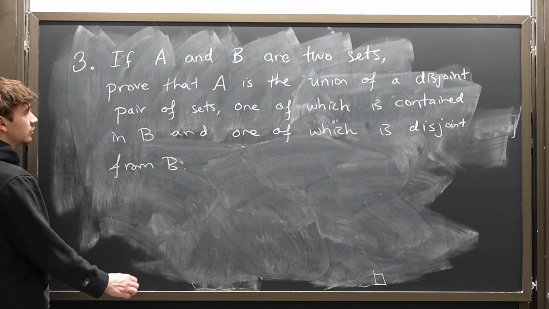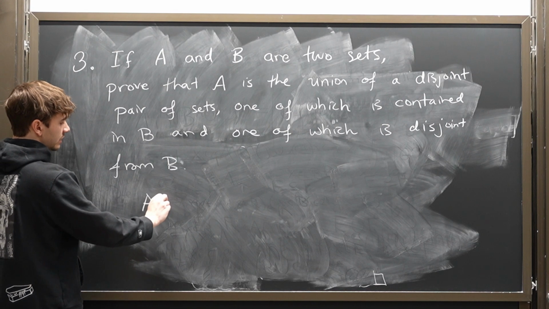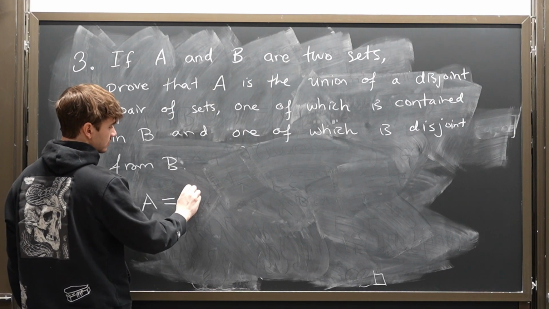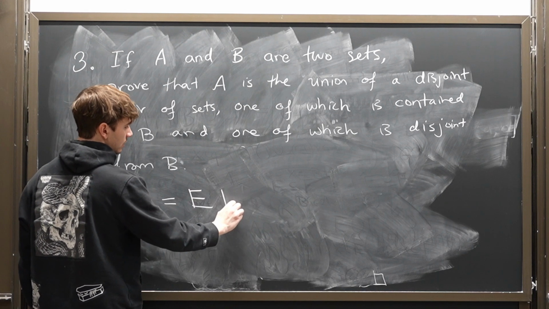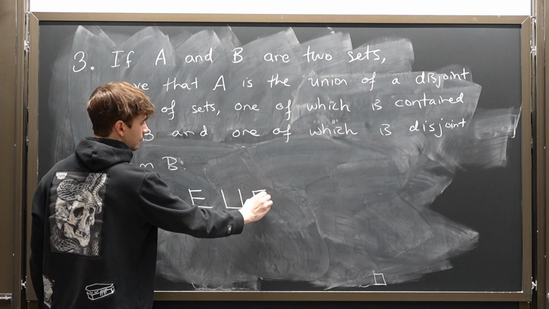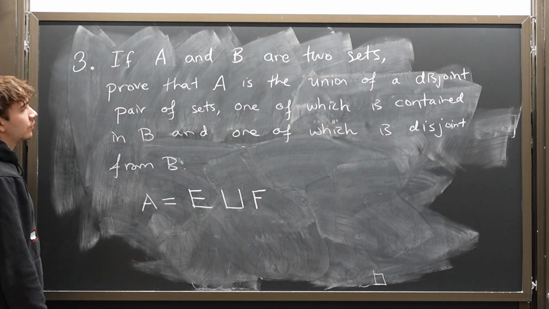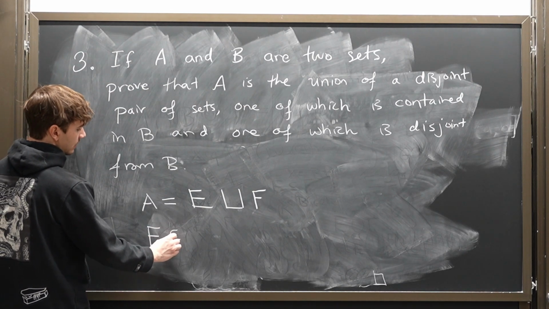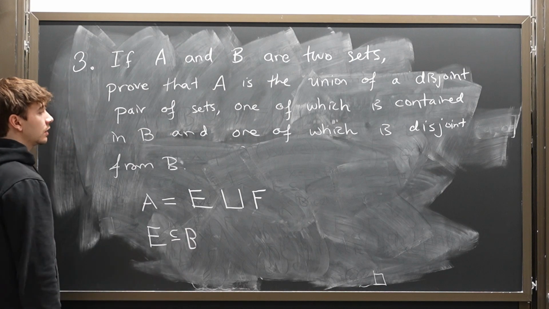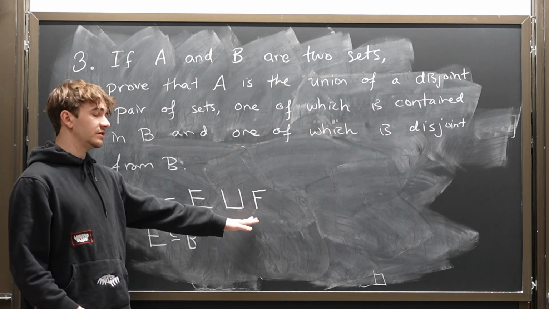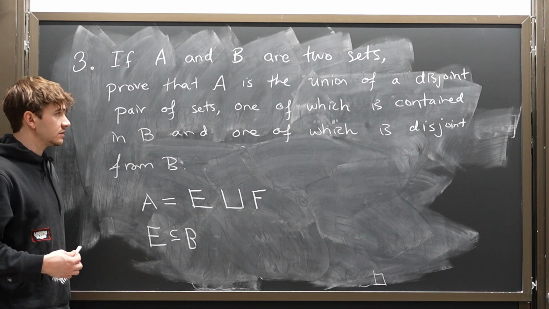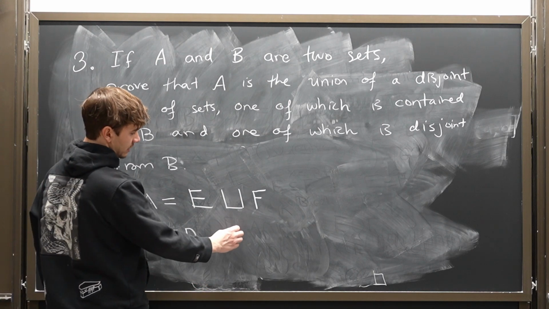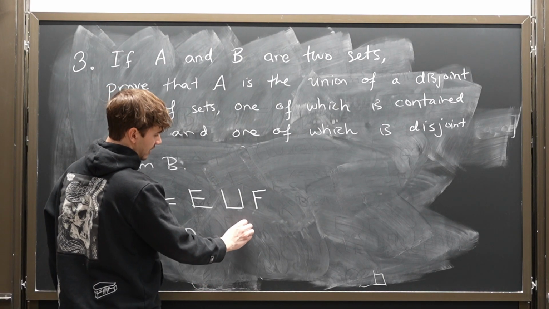Okay, so I want to show that A is the disjoint union of two sets, or the union of a disjoint pair of sets. So let's call them E and F. And I want E to be contained in B. And I want the other set to be disjoint from B. Recall that a set is disjoint from another set if they have no elements in common, i.e. their intersection is empty.